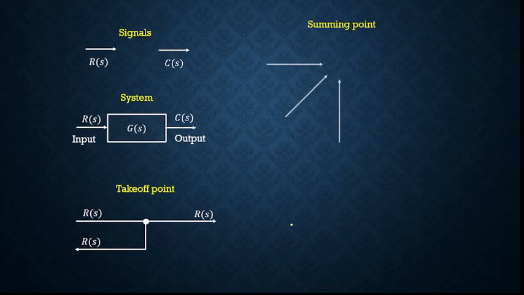Next is the summing point. When there are multiple inputs, like we are seeing in the coffee vending machine, there are 3 inputs. They are added together and then you are going to get the coffee as the output. So here we are going to use the summing point, which is indicated by a circle with a cross inside that. So R1 of S, R2 of S and R3 of S. These are the three inputs.